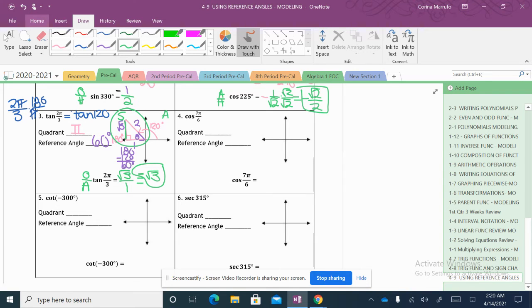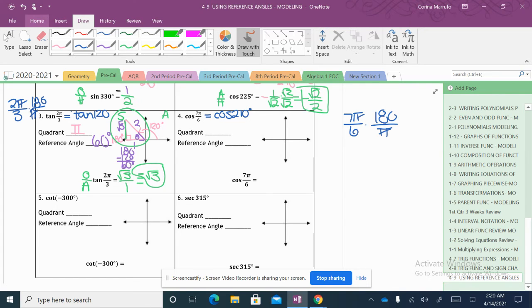We have cosine of 7 pi over 6. So real quick, I'm going to change that 7 pi over 6 by multiplying times 180 over pi. This one's a little bit more complicated, so I do have to use my calculator. So 7 times 180 divided by 6. The pi's cancel out. This gives us 210 degrees. So we're looking at cosine of 210.